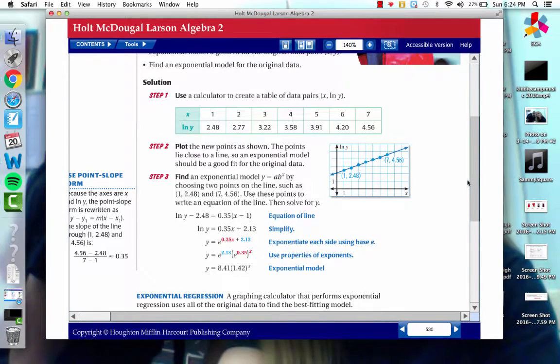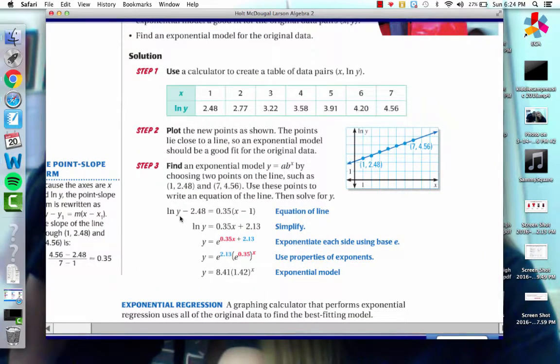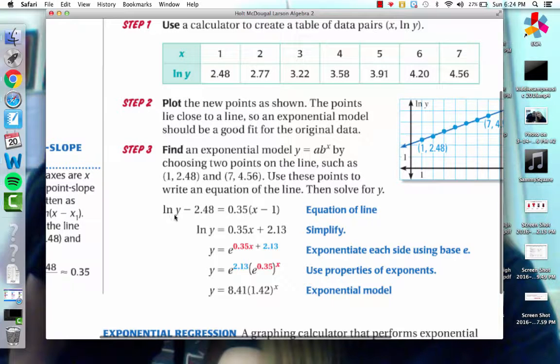So if you notice what they did here is they went ahead and they wrote their point slope form. So ln of y minus their y value, okay, equals the slope that they found times x minus 1. And the reason we use ln of y here instead of just y minus the y is because we're talking about an ln of y type point. It's not the original y value. So then they went ahead and they distributed the 0.35x and they added 2.48 over, and then we're dealing with a log function, and you want to get the y by itself. So to get rid of an ln problem, you take e to both sides.